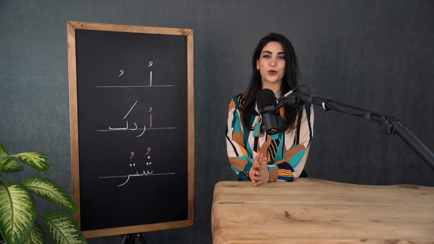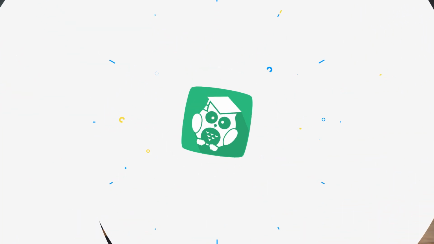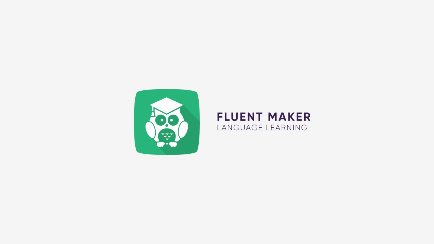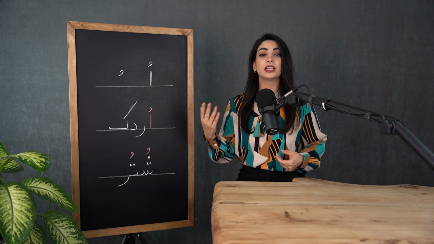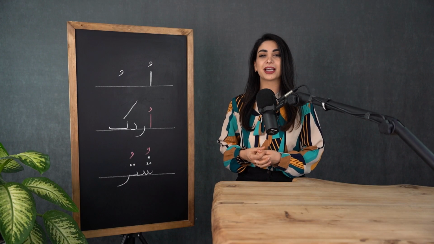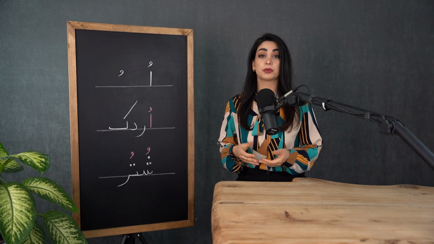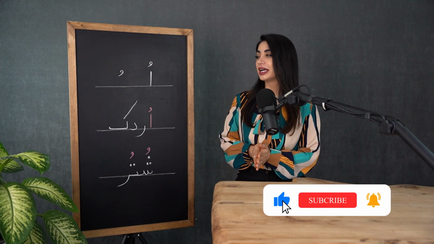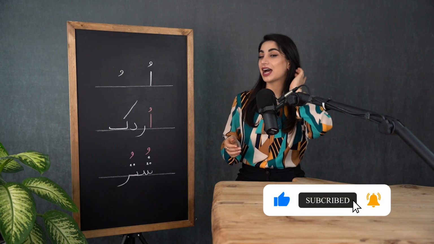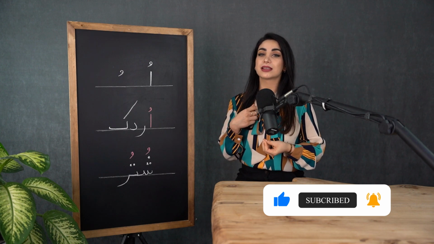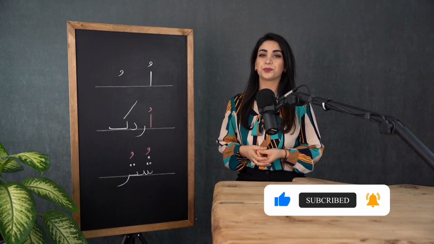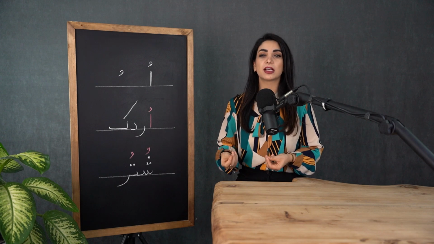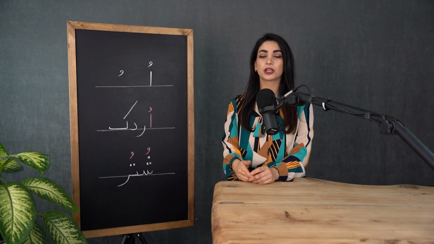Let's learn O. Well, today we want to learn another vowel in the Persian alphabet, and actually we should say Persian language now because we're done with the alphabet. Now, this one's sound is O, just like what we have in English.